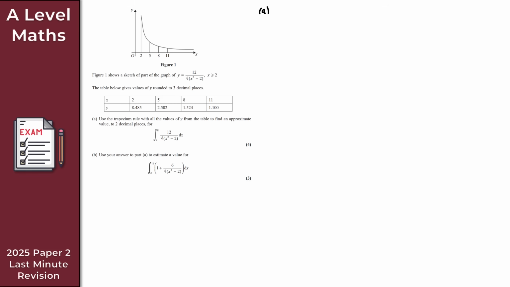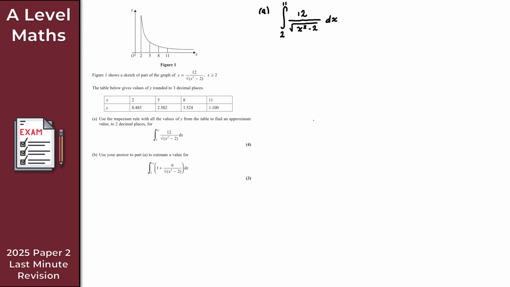So for part A here, for this question I've got figure 1. Figure 1 shows a sketch of part of the graph of this equation. I've got this table below, which gives values of y rounded to 3 decimal places. For the first part of the question, we want to use the trapezium rule with all the values of y from the table to find an approximate value for this integral, from 2 to 11, of 12 over the square root of x squared minus 2, with respect to x.